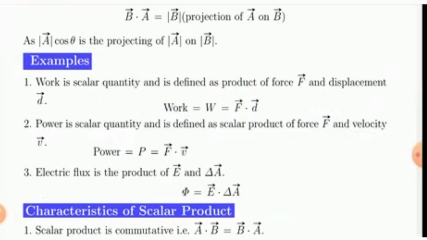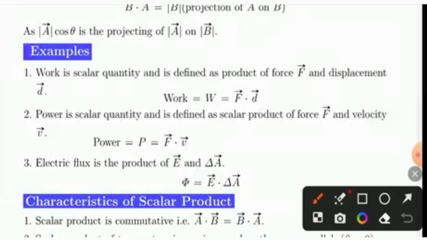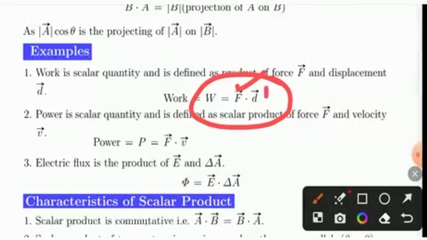Here are some examples of the dot product. The work done can be expressed as the dot product between two vectors. The first vector is the force and the second vector is the displacement.